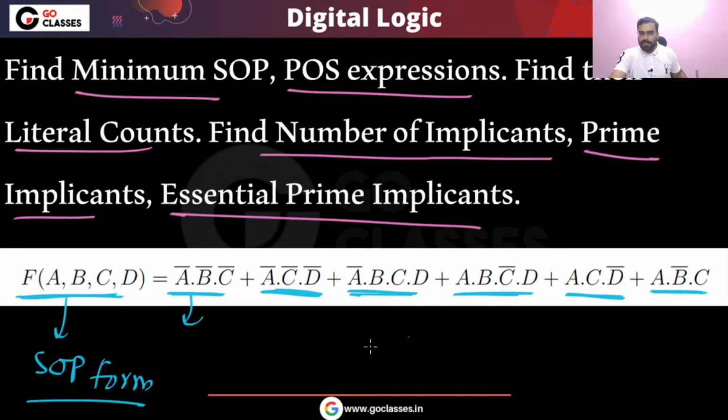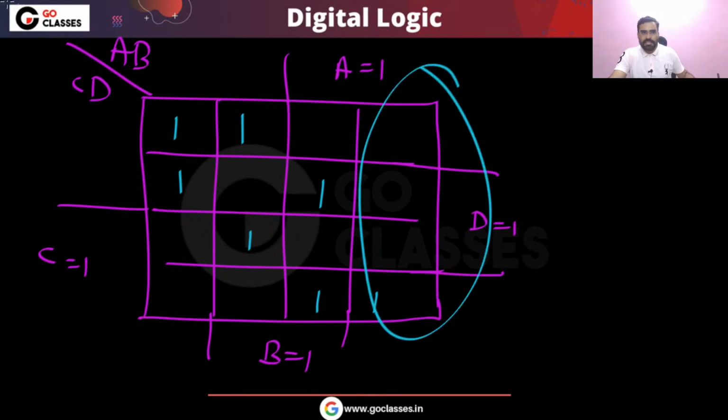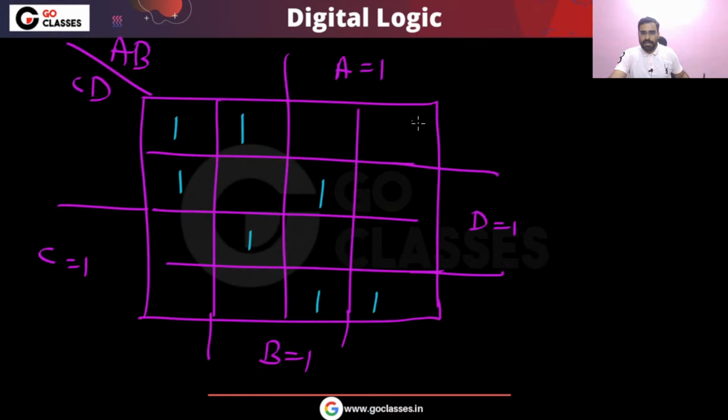Next, A, B bar, C. This is A, this is B bar, this is A bar B. See, this is A bar B and A bar B C. So it will be this. Okay, very simple. So this is how you can fill. This is your K map.